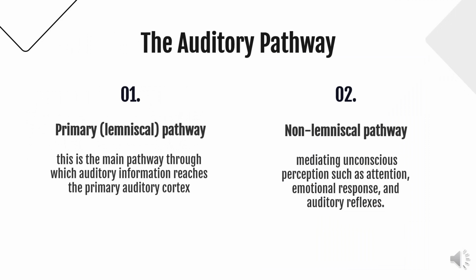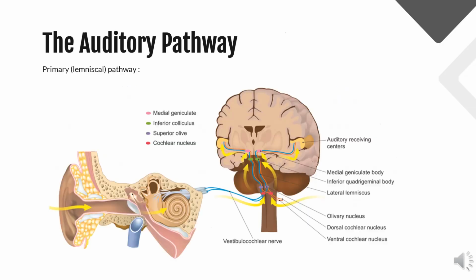This pathway has two main components. The primary pathway, or lemniscal pathway, is the main pathway through which auditory information reaches the auditory cortex, and the non-lemniscal pathway, which is mediating unconscious perception such as attention, emotional response, and auditory reflexes.